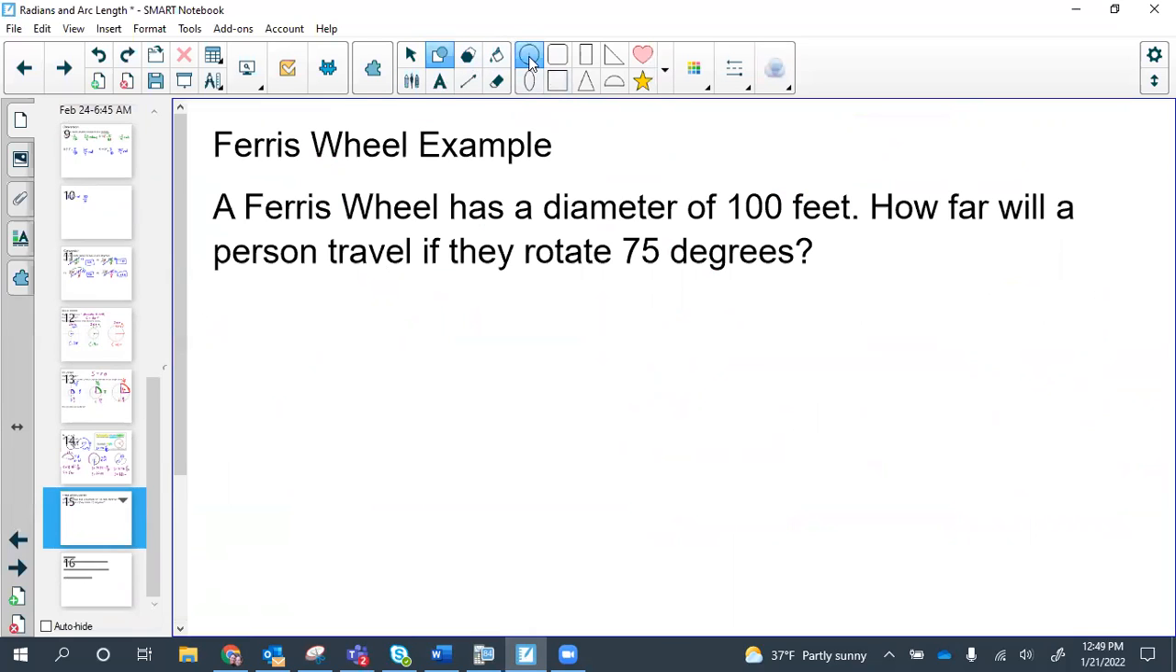The best thing you can do here is draw a picture. So I'm going to hurry and draw a quick Ferris wheel. So here's the center of it. And I'm going to draw a quick circle. Okay, that's not what I wanted. What is going on here?